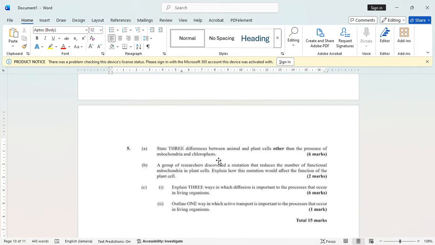What else? So waste removal, wonderful. So when you talk about waste, excretion, yeah, especially within your nephron, you have that removal of the urea. So that happens due to diffusion.